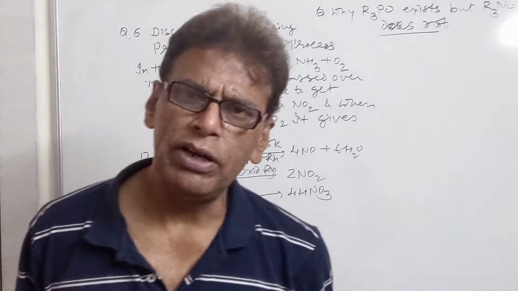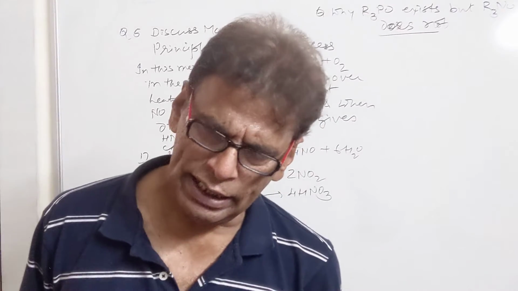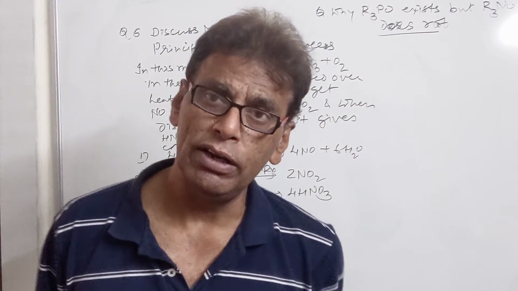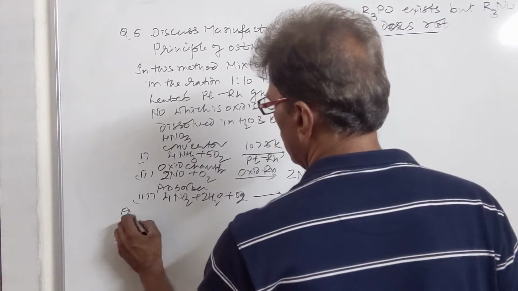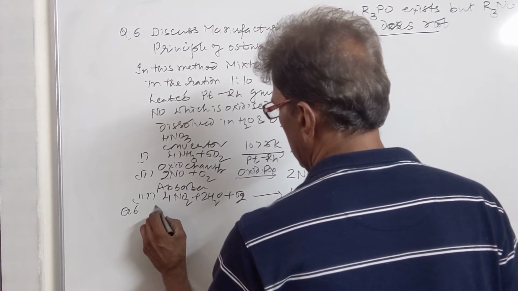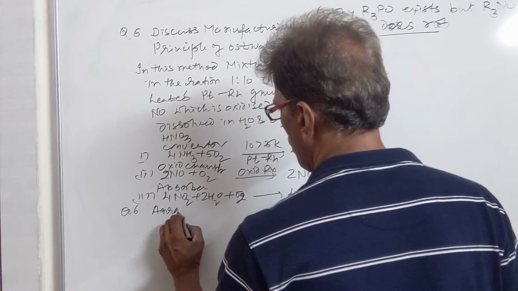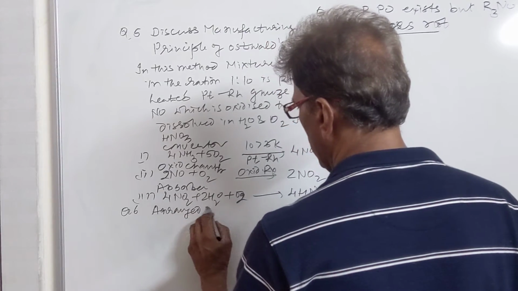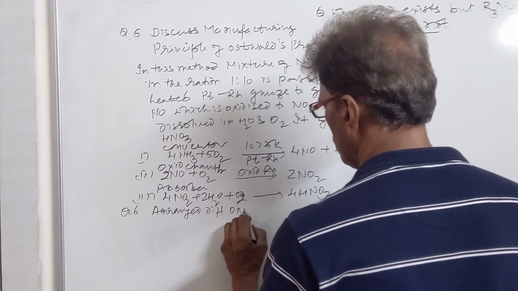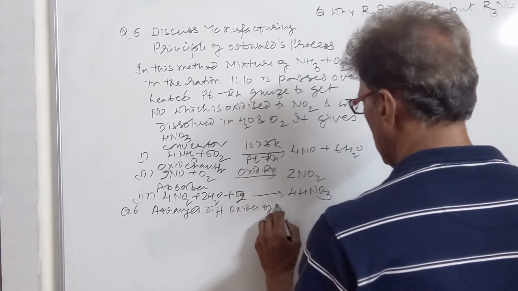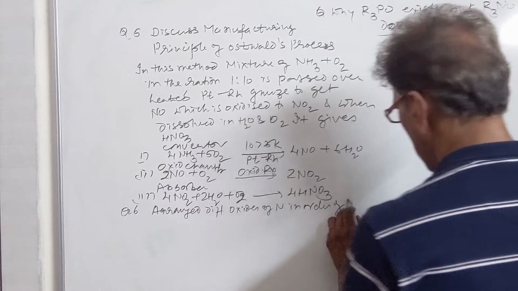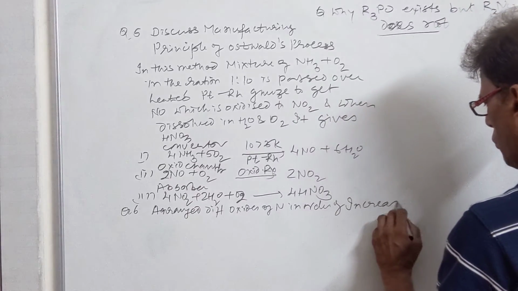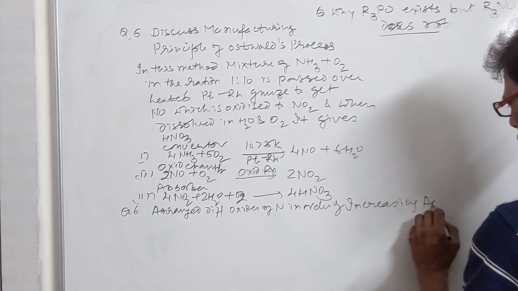Now arrange the different oxides of nitrogen in order of increasing acidic strength.